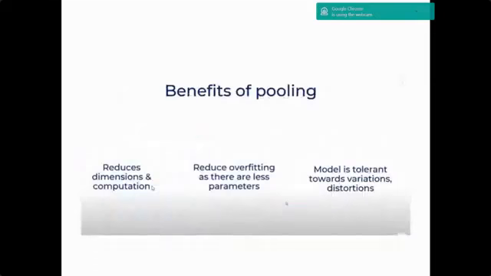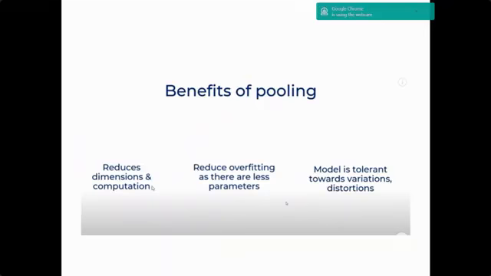Why are we doing all these things? Just to overcome the issues of ANN. One benefit of pooling is to reduce the dimensions and computation, and reduce overfitting as there are fewer parameters. If there are too many parameters, then it is said to be overfitting. That may work very well on the training data, but when it comes to testing data, it may not work.